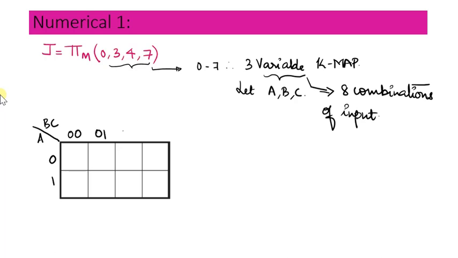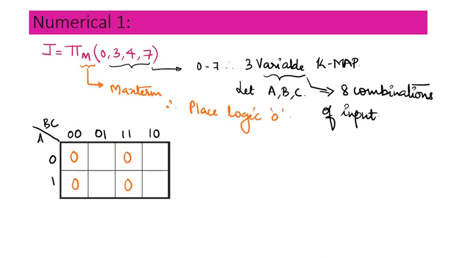and I am going to write the decimal notations and the input combinations onto the Karnaugh map. Since it is clearly mentioned in the question that it is a pi M, that means it corresponds to a max term, I need to map a logic 0 onto the Karnaugh map. So corresponding to the decimal numbers 0, 3, 4 and 7, we need to place the logic 0 onto the Karnaugh map.